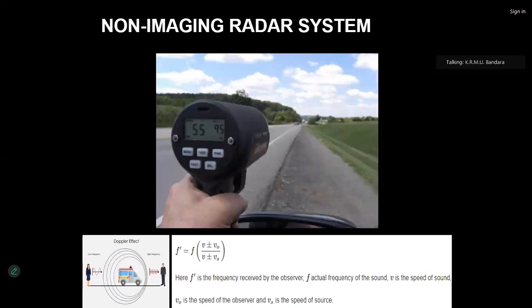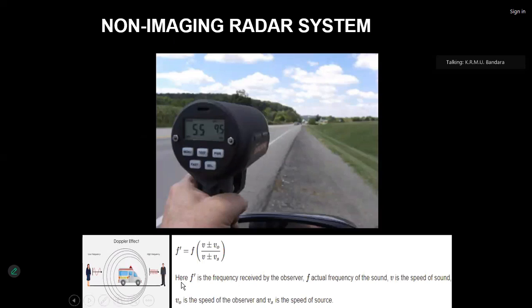Okay, this is a non-imaging radar system, the equipment we use to find out vehicle speed. As I told earlier, the vehicle is moving. If the hand is also moving, the speed can sometimes be reduced and sometimes increased. We don't know. Therefore, this should be fixed.